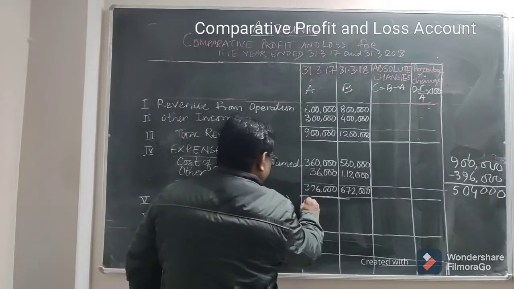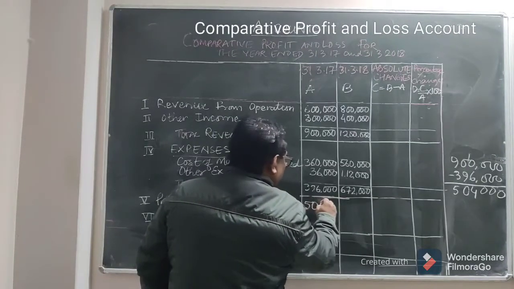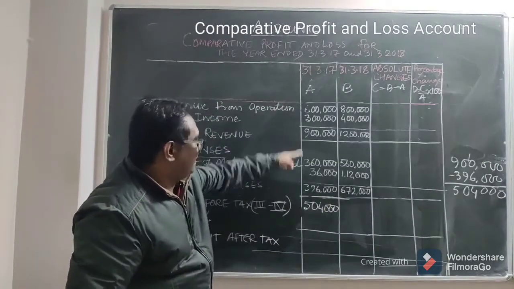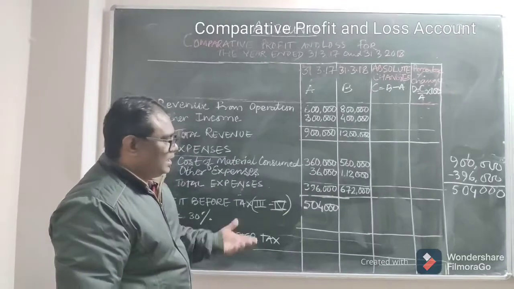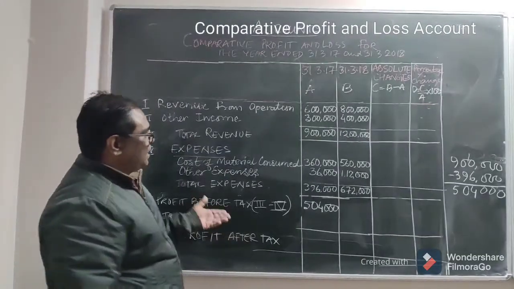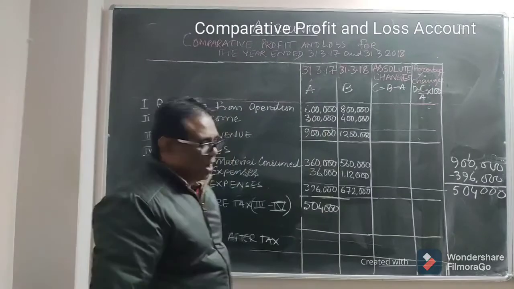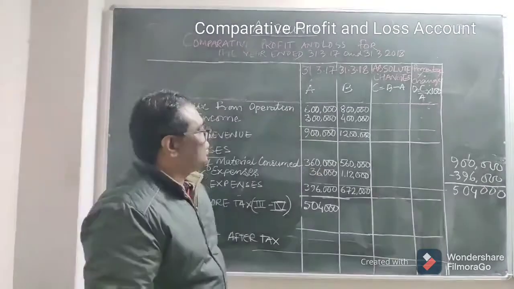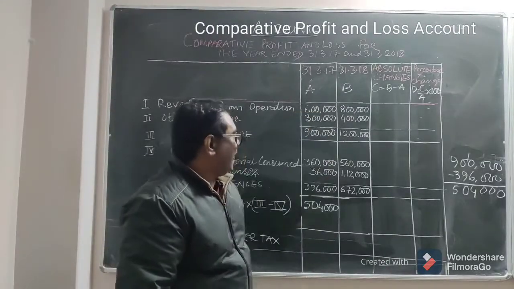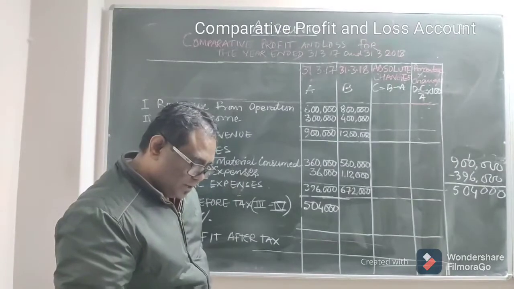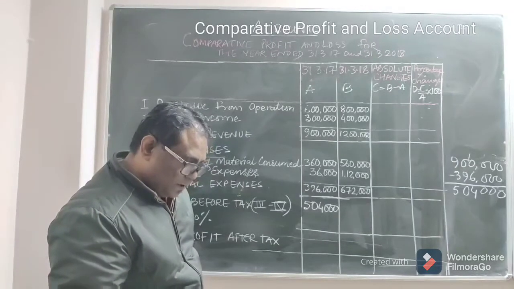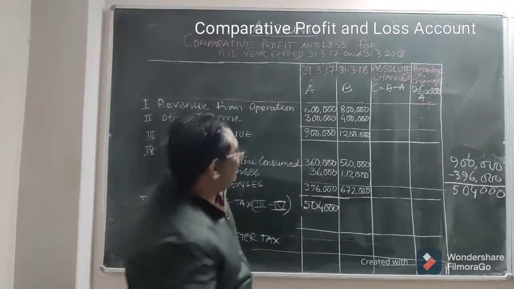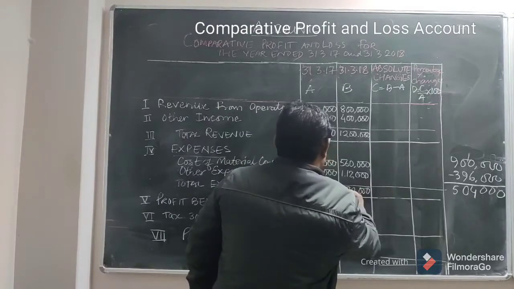5,04,000 is the profit here. How did we get it? Total revenue minus total expenditure in the last year. Again, in the current year, we have 12 lakhs as revenue, shown by column B, and 6,72,000 is the expenses. If you subtract 12 lakh minus 6,72,000, we'll get 5,28,000.